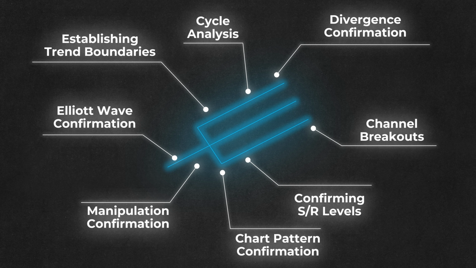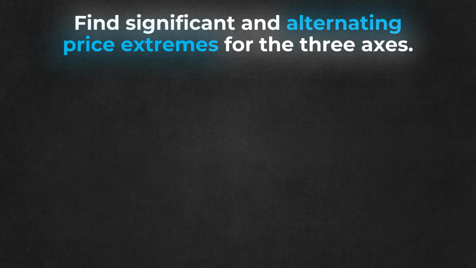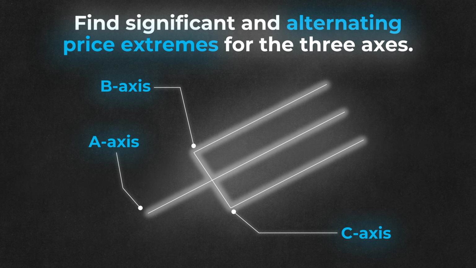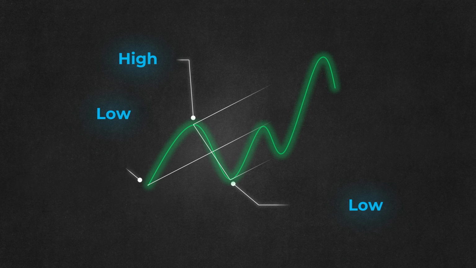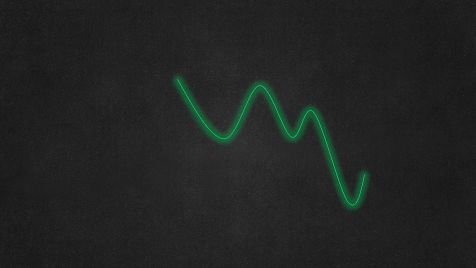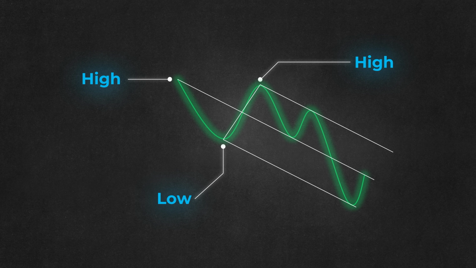Before we begin, let's quickly review the right way of drawing the Andrews Pitchfork. To draw the Pitchfork correctly, the trader must find 3 significant and alternating price extremes, since the fork has 3 axes called A, B, and C respectively. If the first axis is a low, the second must be a high, and the third must be a low. If the first axis is a high, the second must be a low, and the third must be a high. That's what the expression alternating price extremes means. With that said, we can move on to the 8 ways of using the Pitchfork effectively in your trading.